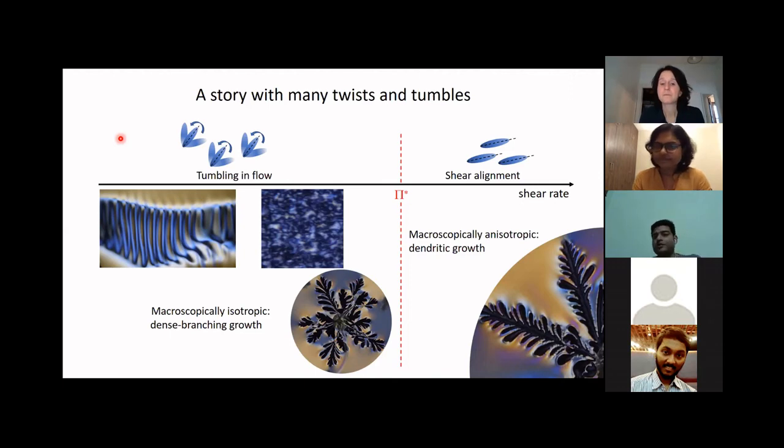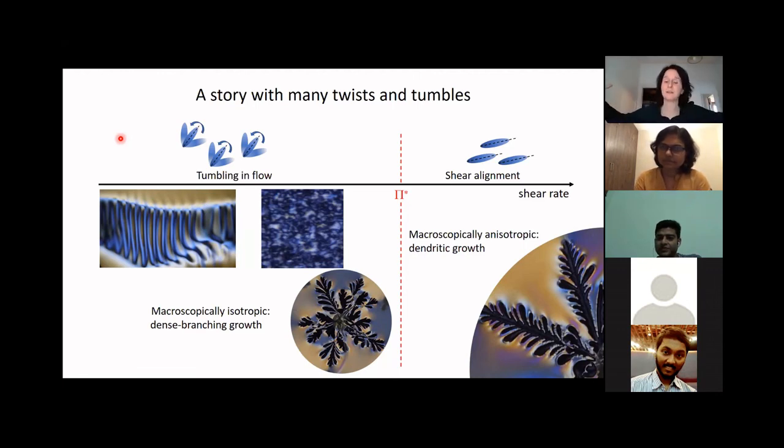Regarding this Deborah number that you mentioned, if you are keeping the same volumetric flow rate, as it is getting distributed over a larger area, your shear rate is going down. So I think the Deborah number is changing continuously. Yes, you're absolutely right.